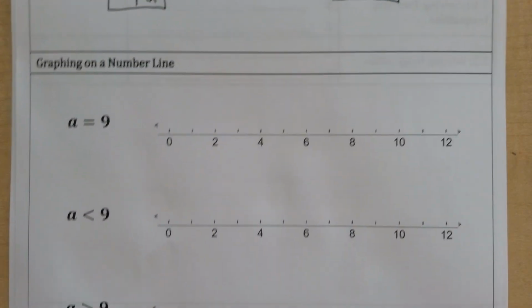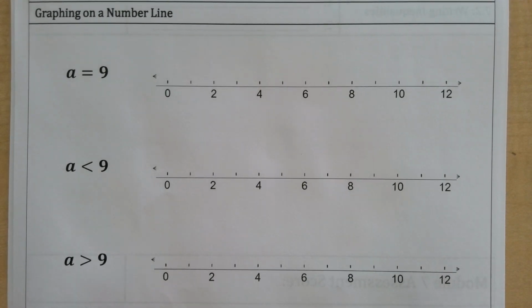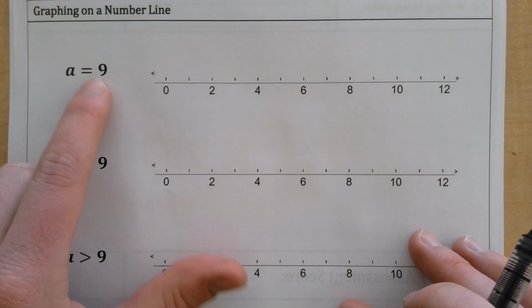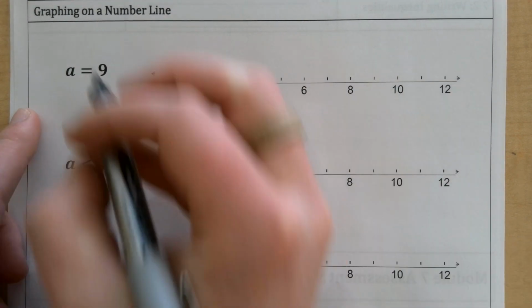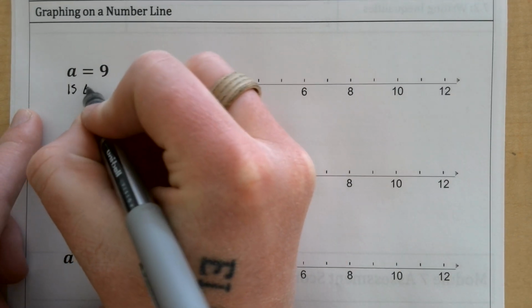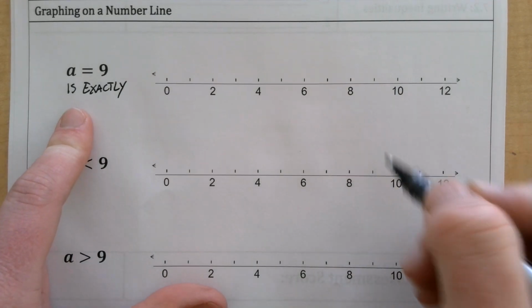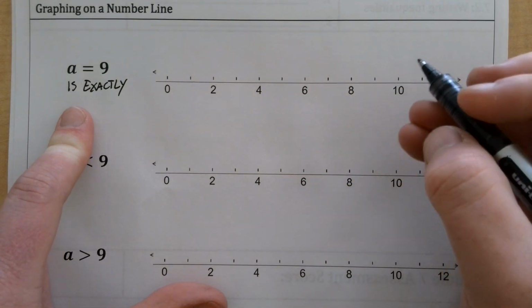Let's talk about number lines. Now, it's been a while since you've graphed on a number line, but this is an important skill to be able to visually represent information. If I have a equals 9, that means that a is exactly 9. It can't be 8, it can't be 9.1, it can't be 7, it has to be 9.